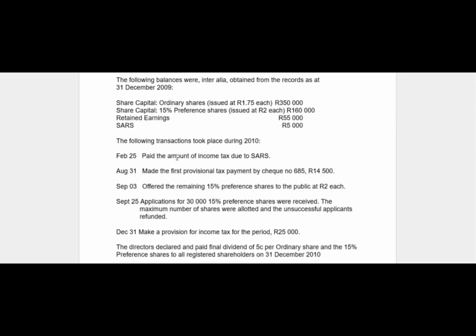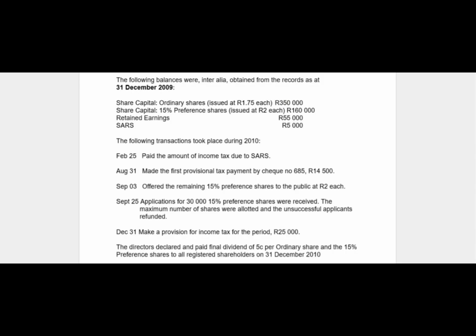So number one, let's start with the first transaction that happened on the 25th of February. They say you paid the amount of income tax due to Sars. This income tax was due to Sars from the previous year, which is on this date, you see? So on this date, this is the previous year's matter, right? So you were owing Sars 5,000 right there. You were owing Sars 5,000, so you need to record.